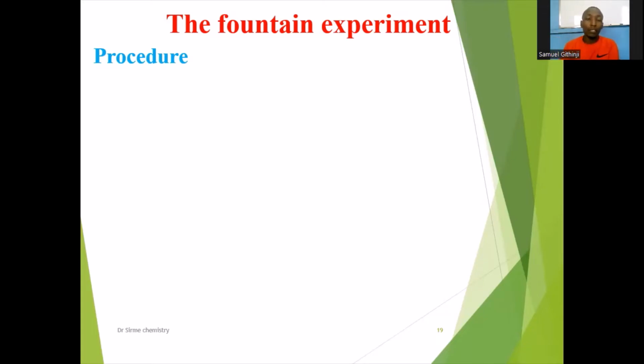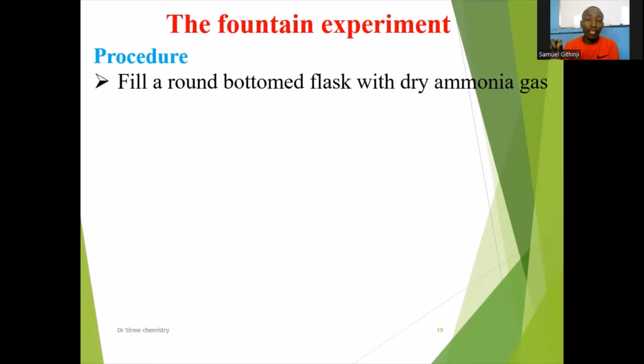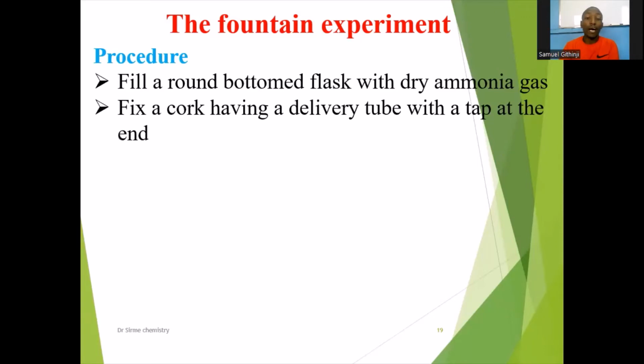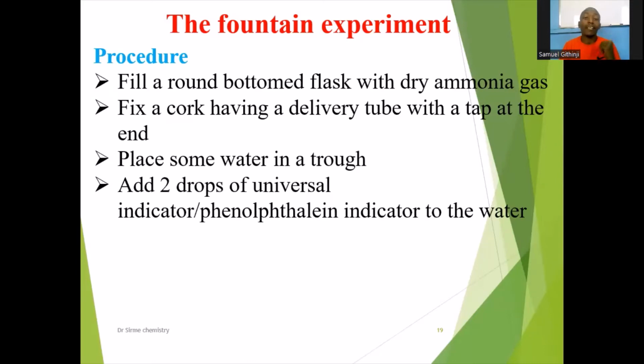Now the procedure. You need to fill a round bottomed flask with dry ammonia. Then you fix a cork, and the cork should have a delivery tube with a very small opening there, and at the bottom a tap. Okay, then you place some water in a trough. Then you add universal indicator or litmus solution or phenolphthalein, whichever one you prefer, maybe 3, 4, 5 drops there.